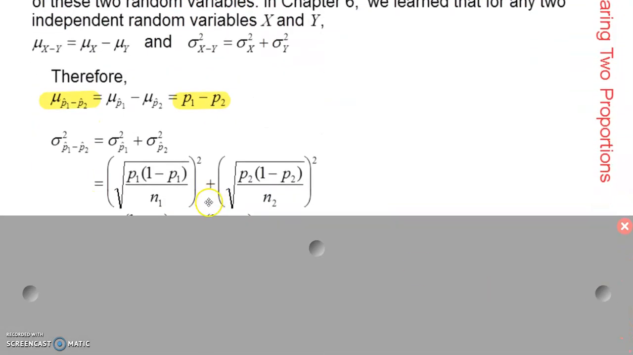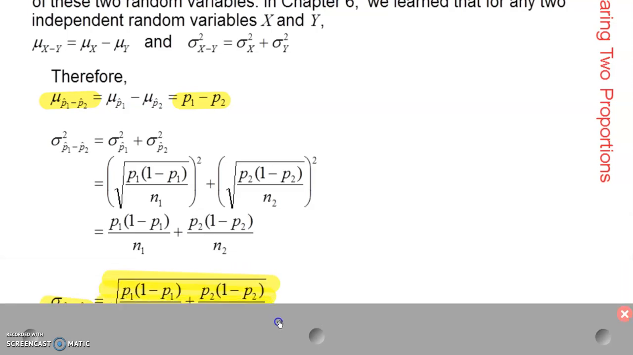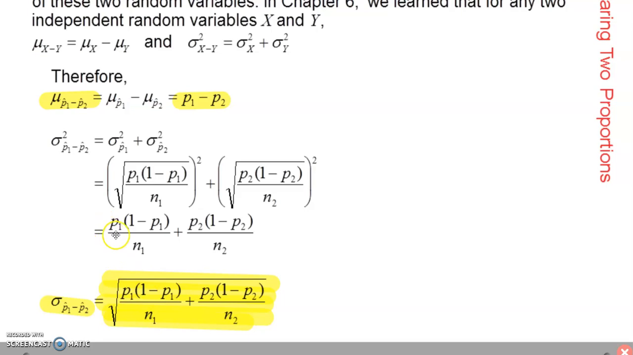Notice that we're squaring them, which gets rid of the square root. And then, to find the standard deviation, you take the square root of the sum of that. And there you go. That's the formula for the standard deviation of the difference of two proportions.